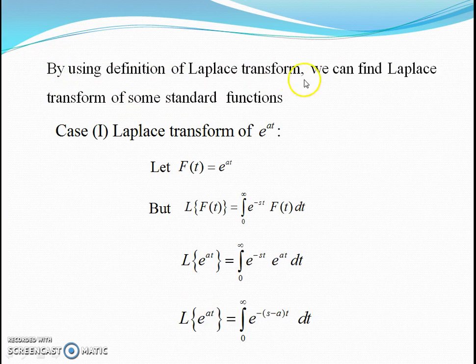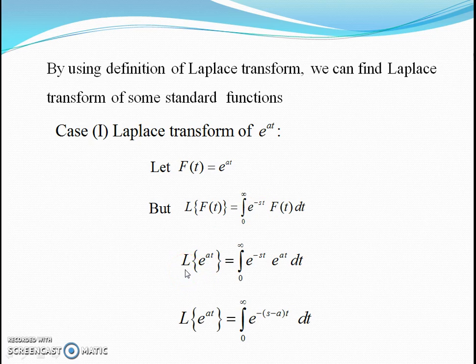By using the definition of Laplace transform, we can find Laplace transform of some standard functions. Case 1: Laplace transform of the function e raised to at, where a is constant. Let f(t) equal e raised to at. Put this value of f(t) in the definition of Laplace transform, that is L of f(t) equal to integration 0 to infinity e raised to minus st f(t) dt.